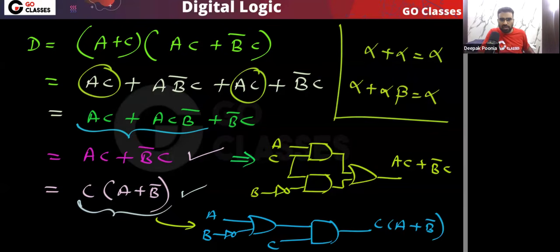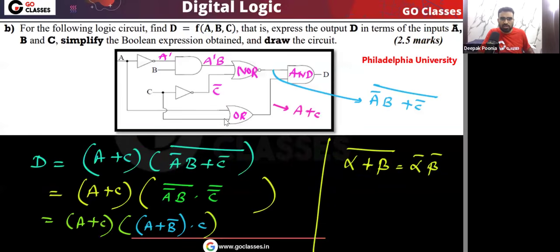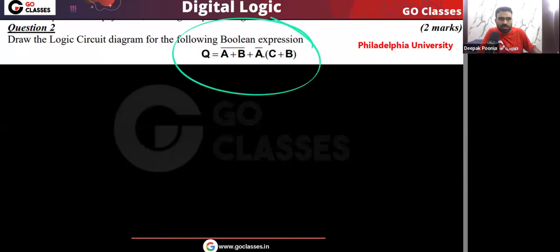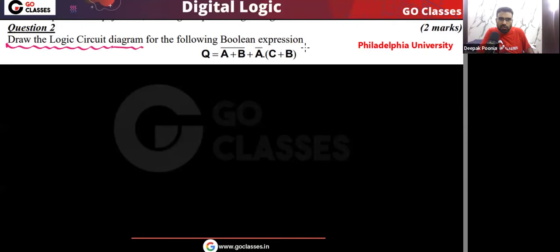Okay, so that's it. I hope you understood. So this was our question. We have done it. Let's solve this question from the Philadelphia University. Draw the logic circuit diagram for the Boolean expression that is given to us. So first, we can simplify this Boolean expression actually. Without simplification, if you directly draw the logic circuit, that also you can do. The question says draw the logic circuit diagram for this Boolean expression, so you can draw the circuit without simplification, that is fine.